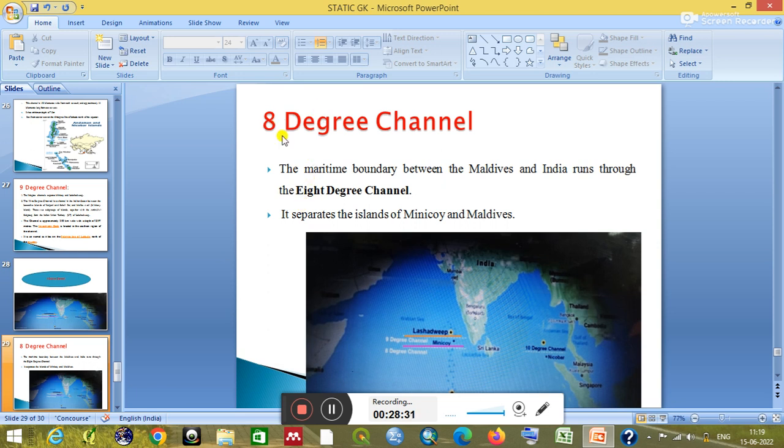8 degree channel. The maritime boundary between the Maldives and India runs through the 8 degree channel. It separates the island of Minicoy and the Maldives. This pink color line represents the 8 degree channel.